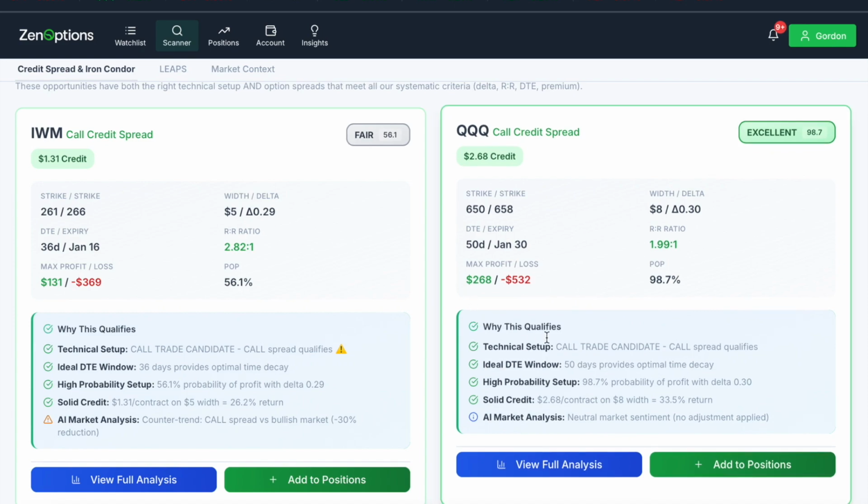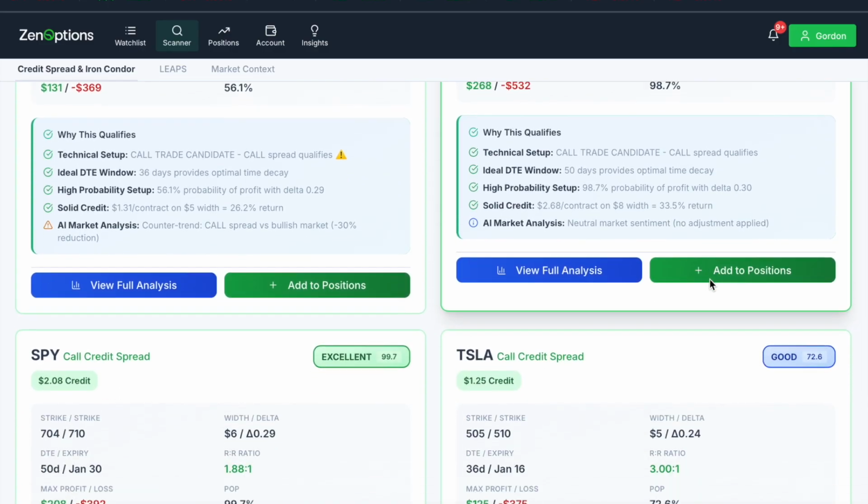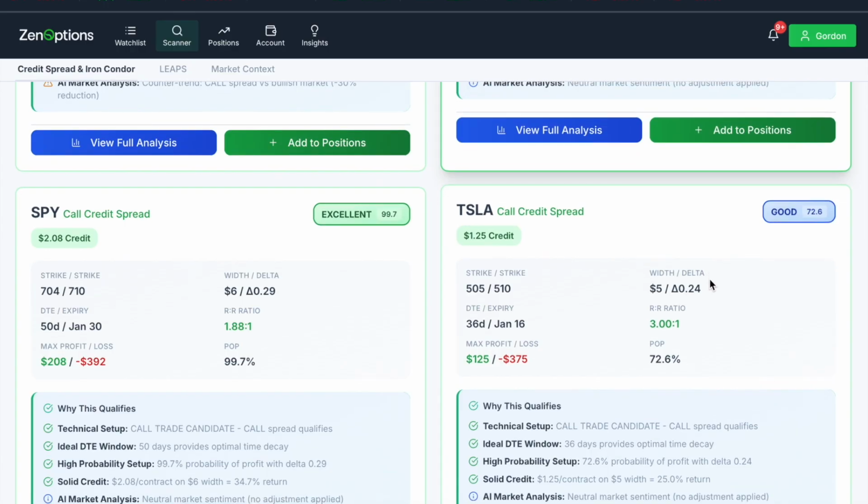ZenOptions also explains why a spread qualifies, in clear, simple-to-understand English. At the end of each scan, it gives you the best candidate, with the exact strikes, expiry, width, and fee you need to place the trade in your broker. It's simple, it's transparent, and it removes the guesswork that slows down retail traders.